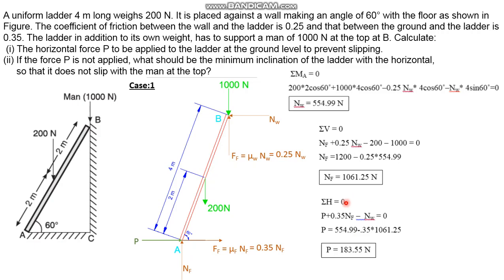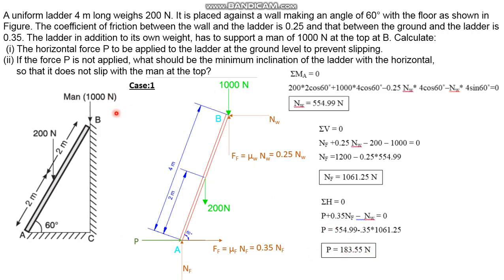Next, when you take summation of H equals 0, P is going right side positive, plus 0.35 NF is there, minus NW is there. In this, NF and NW values we know, if you substitute that, we'll get the P value. So this is the case 1.